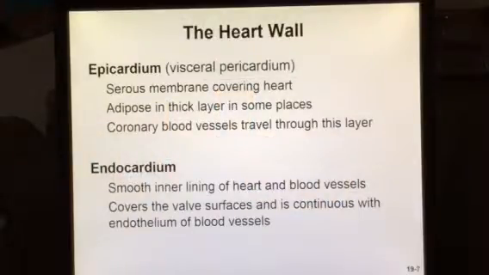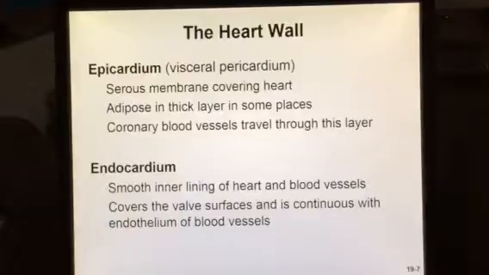The walls of the heart have multiple layers. The outer layer is called the epicardium, and that is the serous membrane of the heart. In some places it's got an adipose layer, some fat that you may see when you dissect the heart, and you should be able to see the coronary blood vessels. These are the blood vessels that are bringing the heart itself the blood supply that it needs to continue to contract all the time, and we will talk more about those coronary blood vessels shortly.